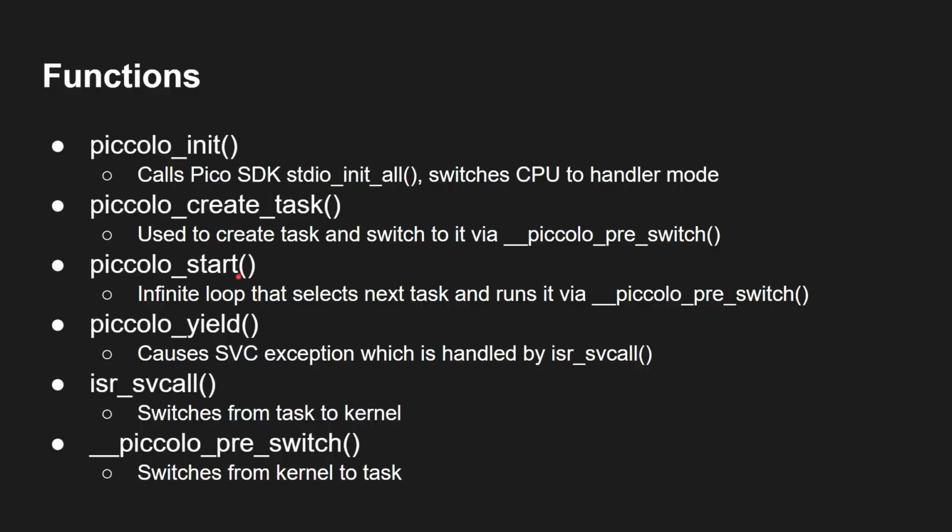We will look at this. Piccolo start, as I said, is the infinite loop that selects the next task and runs it, again using Piccolo pre-switch. We will look at that. The yield causes the exception, which is handled by the ISR SV call. So that's the interrupt handler, and so yield basically says let's cause an exception, let's cause an interrupt, and then that gives us a chance to swap to a different task. And then these last two here are the ones that we found inside of the assembly code. One switches from task to kernel, and the other one switches from kernel to task. So depends on whether you're going from the main OS to one of the tasks, or from the task back to the main OS, depends on which one of those two calls is used.